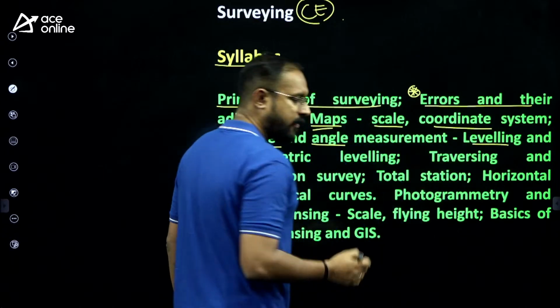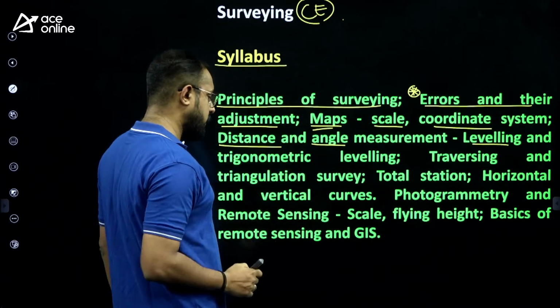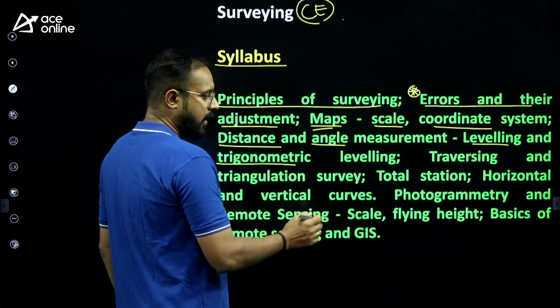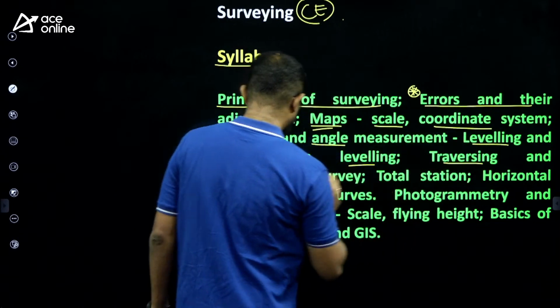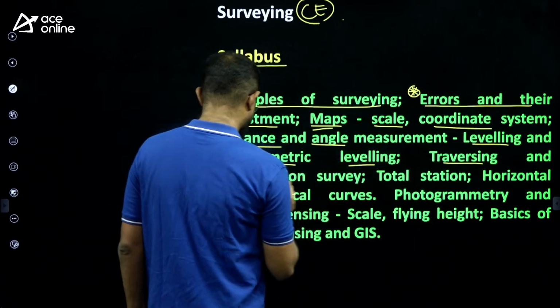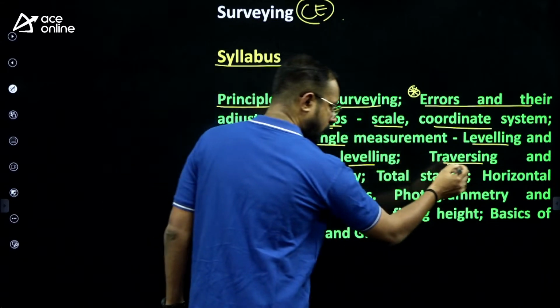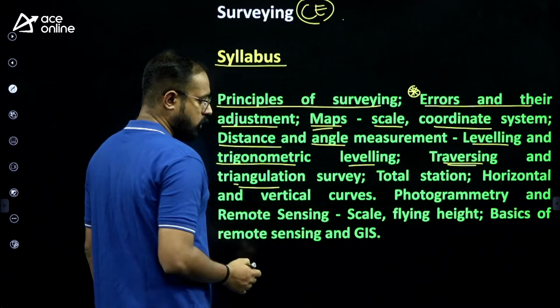Followed by leveling. Leveling deals with mostly measurements in the vertical plane. Trigonometric leveling is part of leveling only. Then traversing and omitted measurements. Traversing and omitted measurements is a very important topic for us, followed by triangulation also, right?